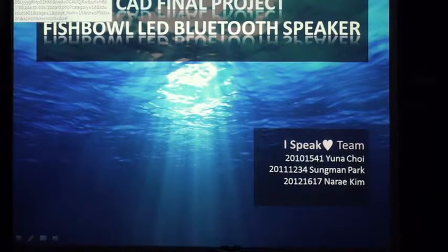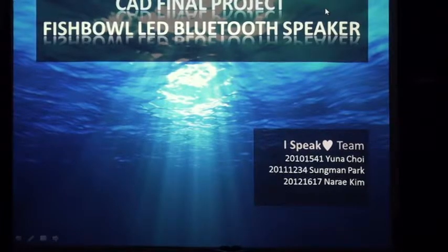Good afternoon. Our team is ISP. For the CAD Pioneer project, we made a Fishbowl LED Bluetooth speaker.